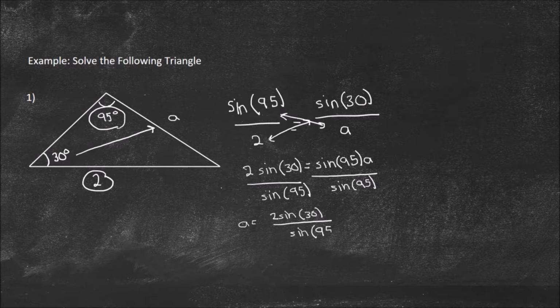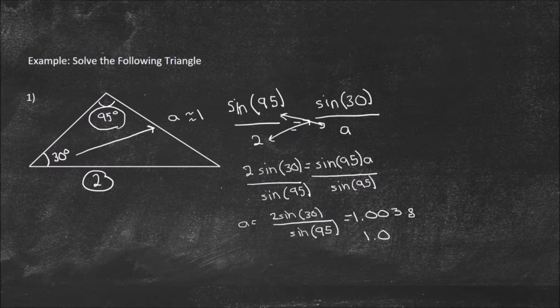And now I'm going to figure out what that is. Let me get my calculator out right here. So 2 times sine 30, all right, and then I'm dividing by the sine of 95. And my calculator spits out the number 1.0033838. So I'll just say 1.0 because it's really close to 1. So a is approximately 1.